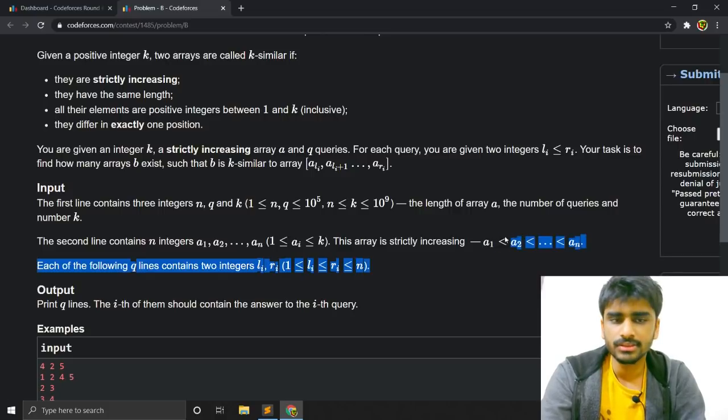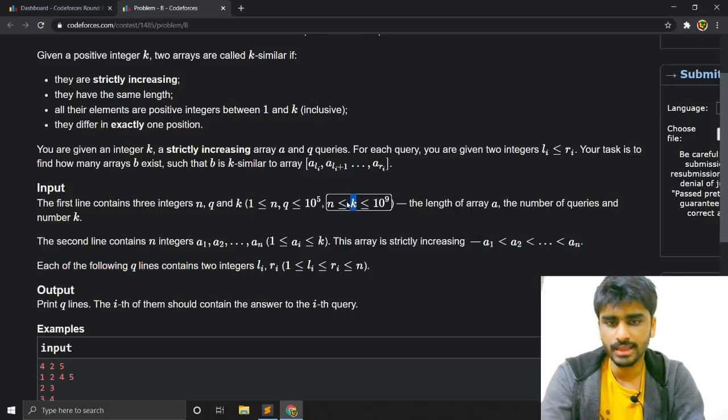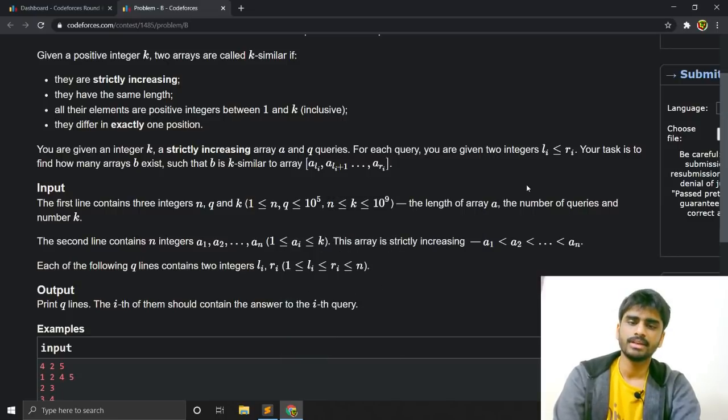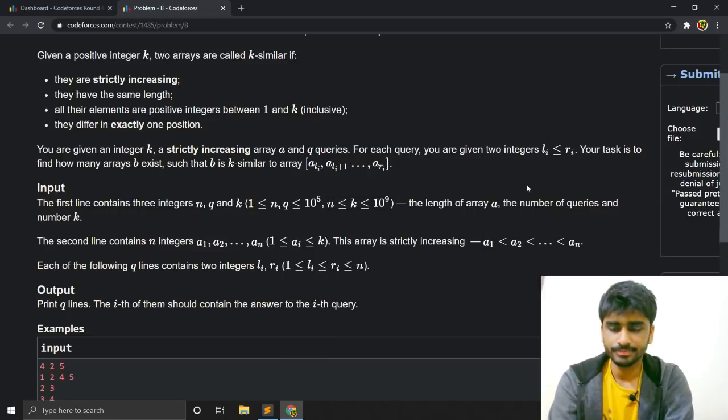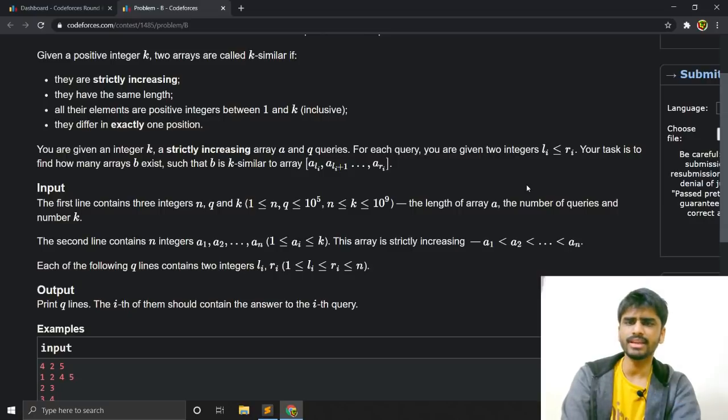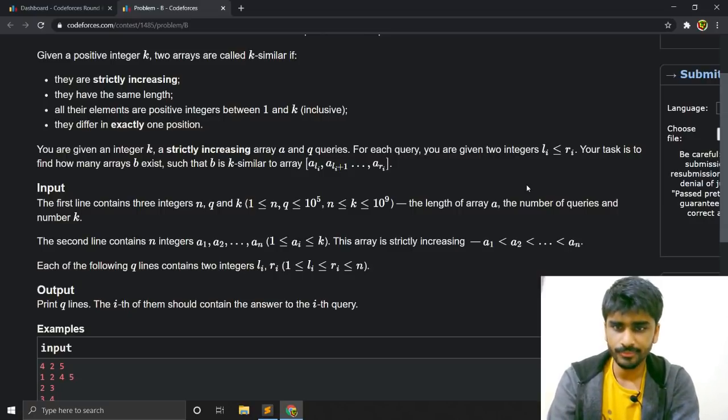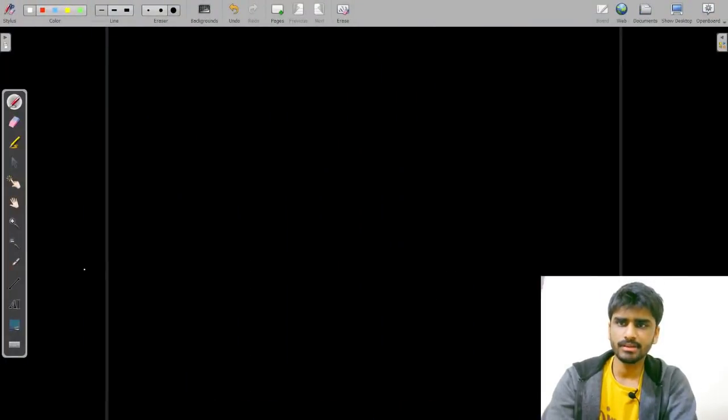Okay, right. So if it is strictly increasing, then obviously k has to be greater than or equal to n. Otherwise the answer will be 0, because you won't even get a strictly increasing array in general. So we know that a is strictly increasing, and we want b. And you have a lot of queries. Okay, so let's see what it will be.